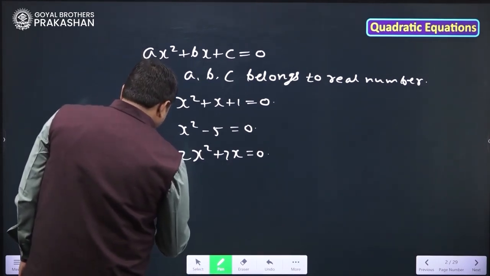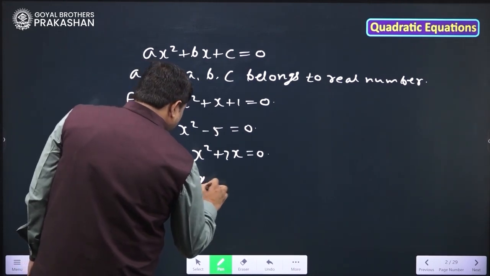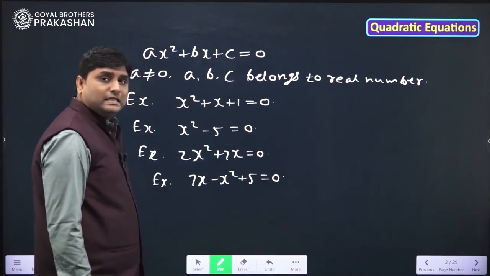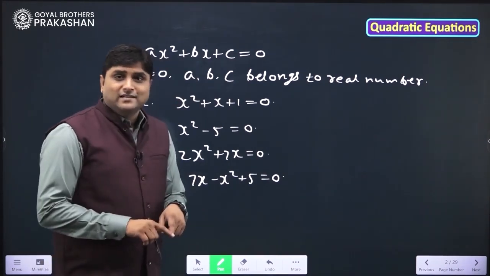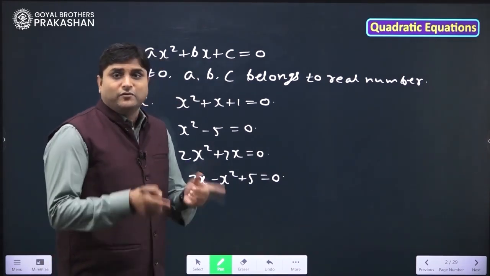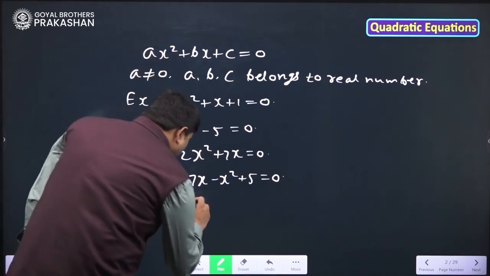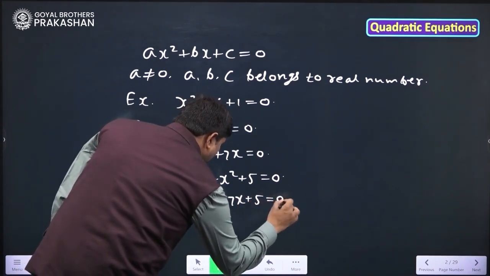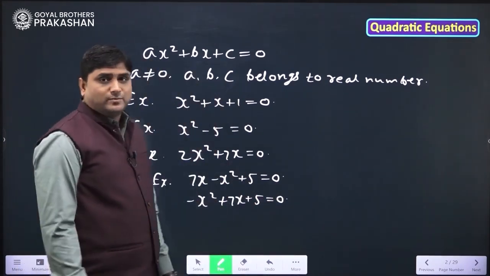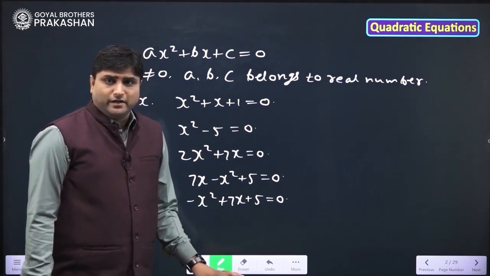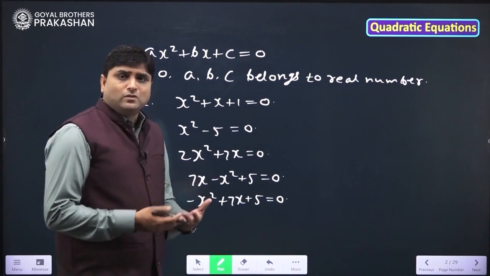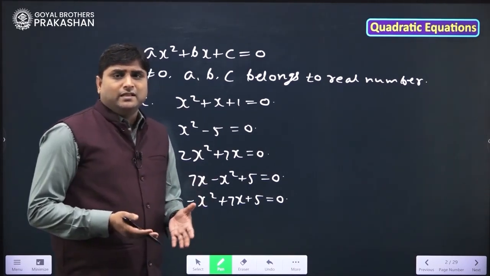If I write 7x − x² + 5 = 0, is this quadratic? Yes, because the x² term is there. We can rearrange it so that it can be compared with ax² + bx + c. So this is also a quadratic equation. How to solve these equations, this we have to study in this chapter.